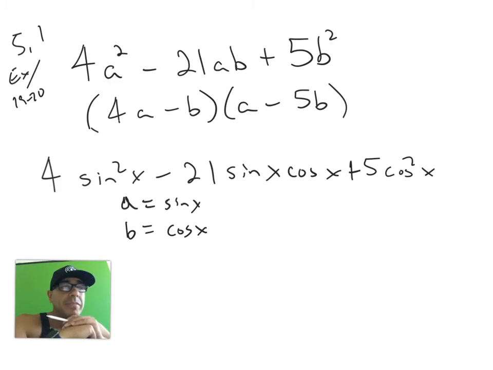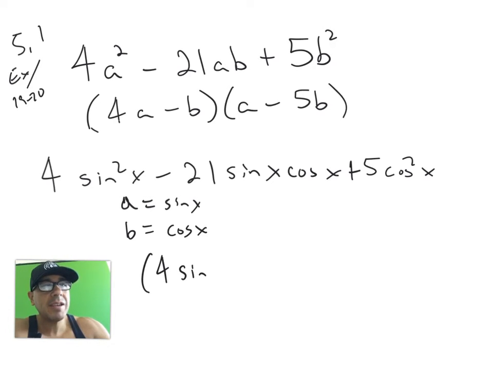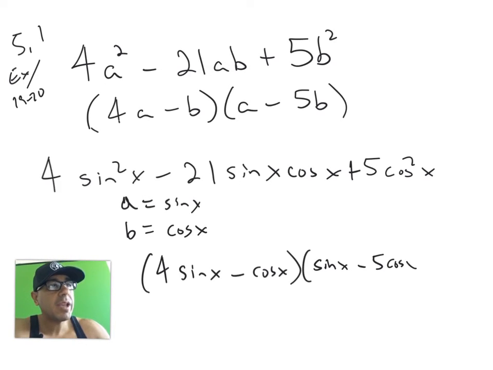That's going to be very helpful because now, once you factor this, which is much easier to do, wherever you see an a, you can write a sine, and wherever you see a b, you can write a cosine. So let's go ahead and do that. We're going to have 4 sine x minus cosine x, and then right here where it says a minus 5b, you're going to have sine x minus 5 cosine x.